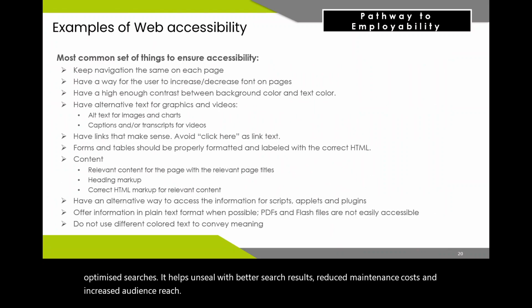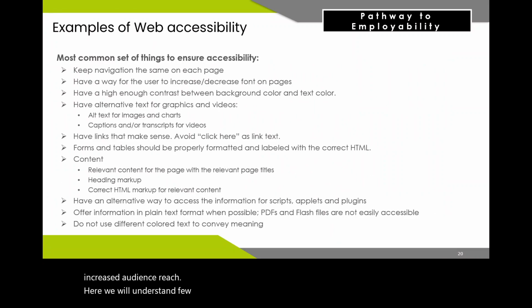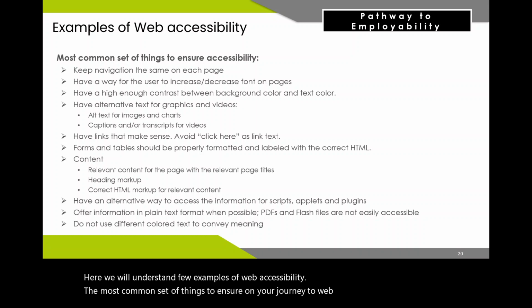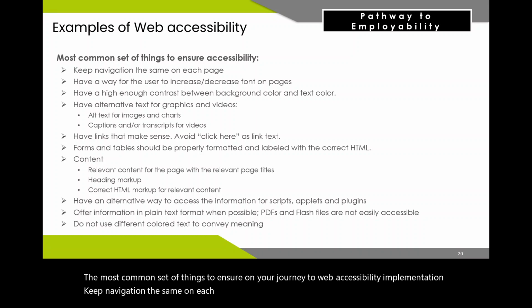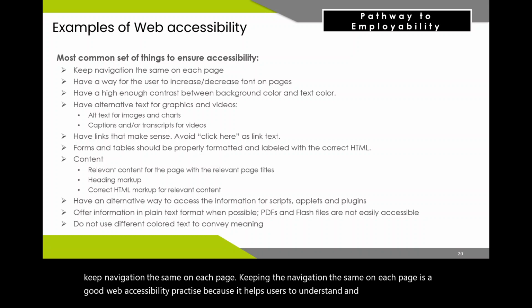Here we will understand a few examples of web accessibility. The most common set of things to ensure on your journey to web accessibility implementation. Keep navigation the same on each page. Keeping the navigation the same on each page is a good web accessibility practice because it helps users to understand and navigate the website more easily.